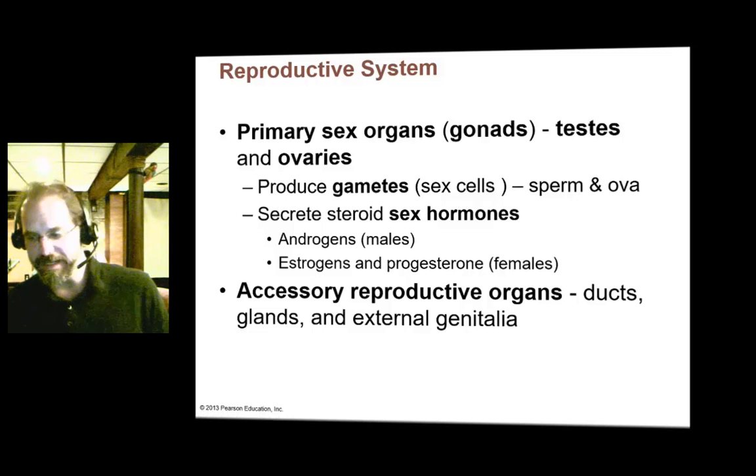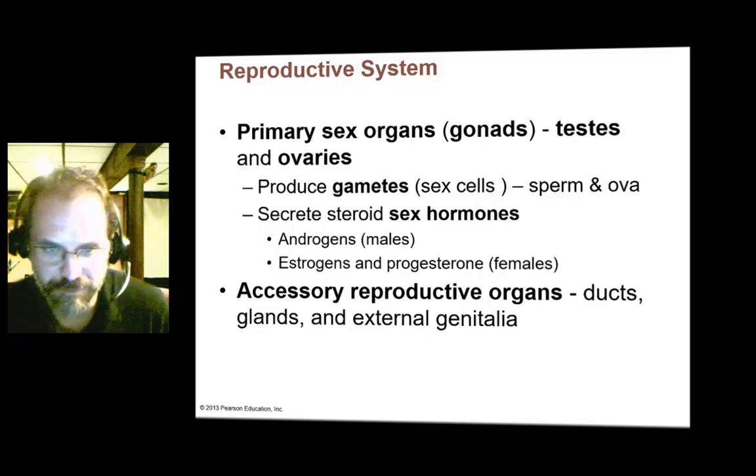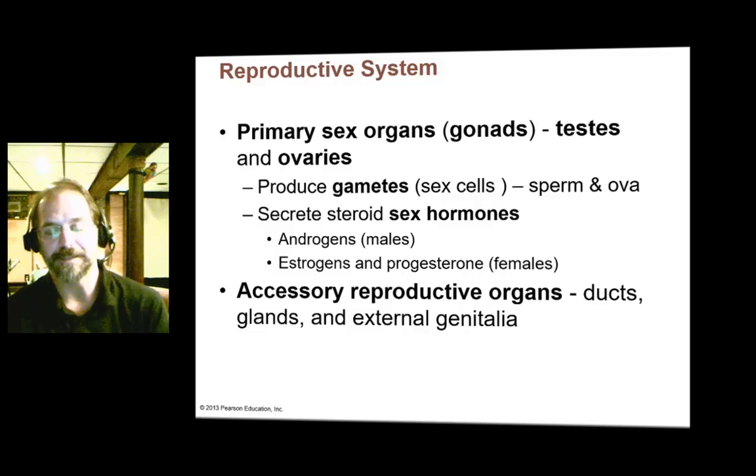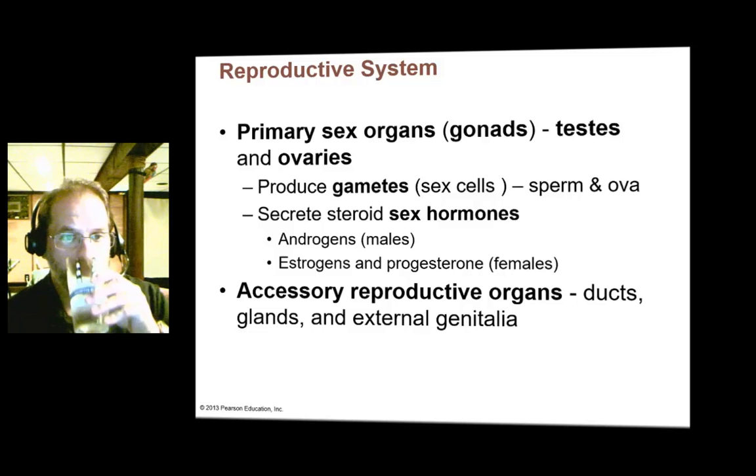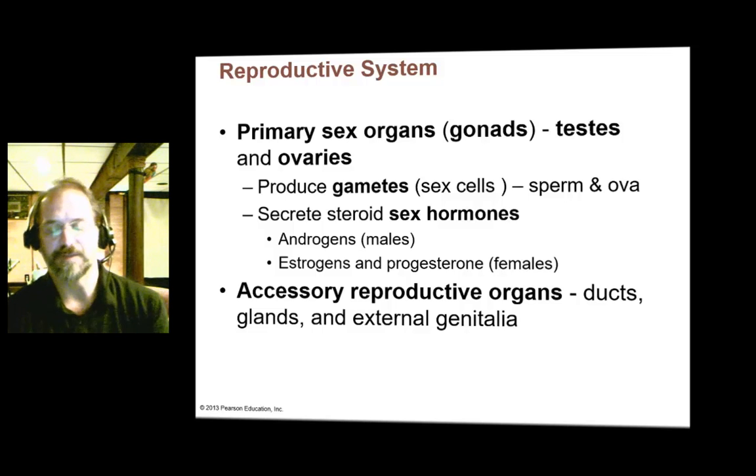Every cell in our body, except these, has 46 chromosomes, 2 sets of 23. Every cell in our body that has that complement of chromosomes is called a somatic cell. And all somatic cells are derived from one another by a process called mitosis, where one parent cell divides and gives rise to 2 genetically identical daughter cells.